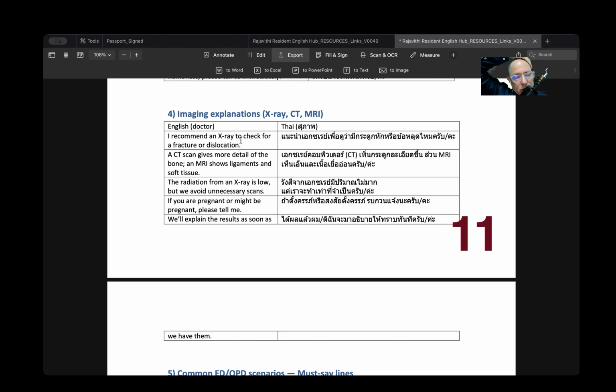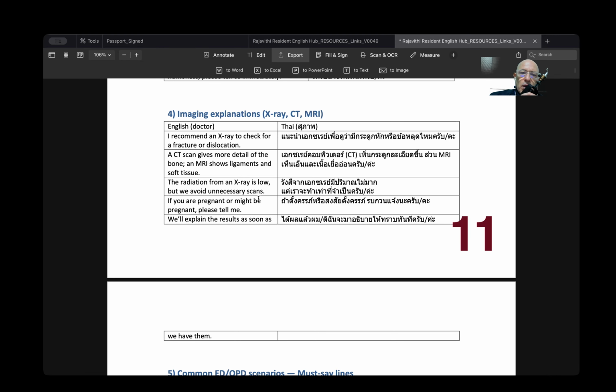And it's really valuable to be prepared to explain any kind of danger. I believe that a few X-rays here would not be of any real danger to patients when used judiciously. A CT scan gives more detail of the bone. MRI, ligaments. Okay.